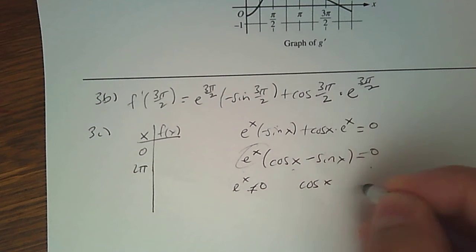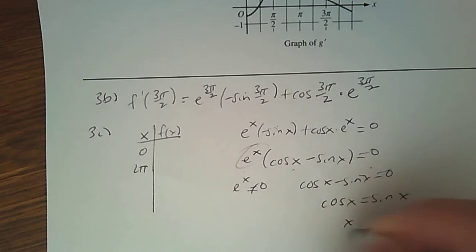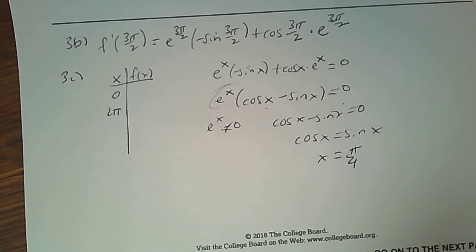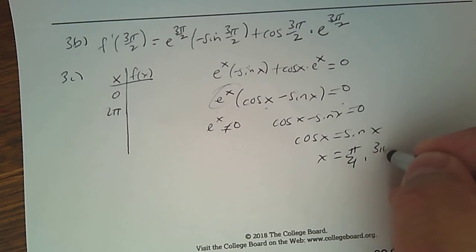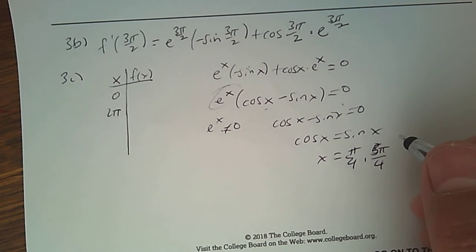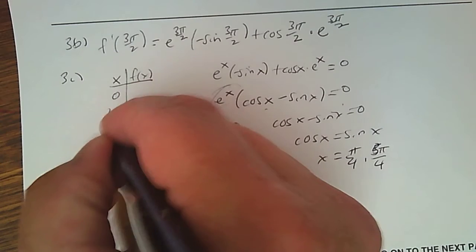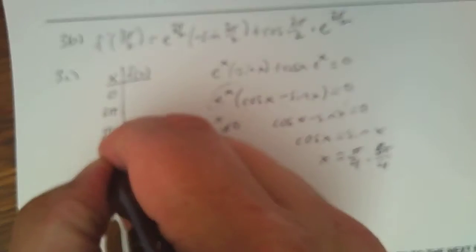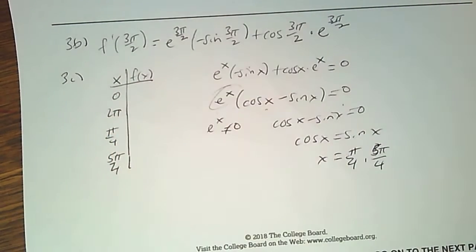But if I take the second one and solve it, I'm going to add sine x to the other side. I'm looking for an angle where they're equal to each other. So at pi over 4, cosine and sine have the same value. But there's another place they have the same value, and that's at, not 3, but 5 pi over 4. They both are negative and the same. And that's in my interval between 0 and 2 pi.